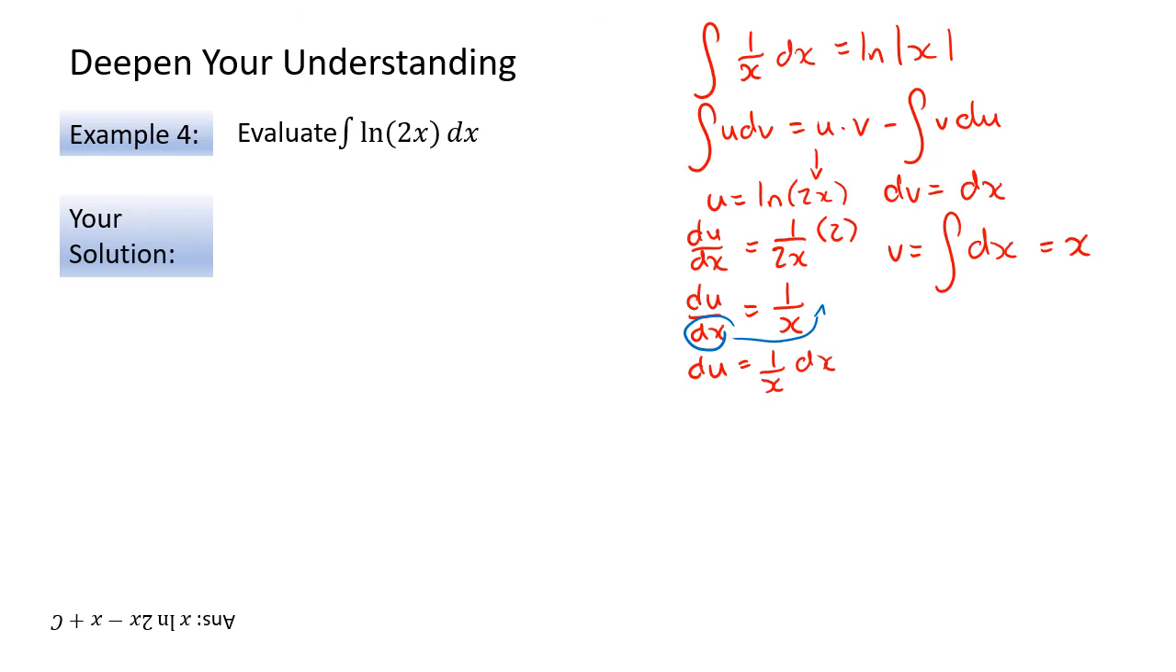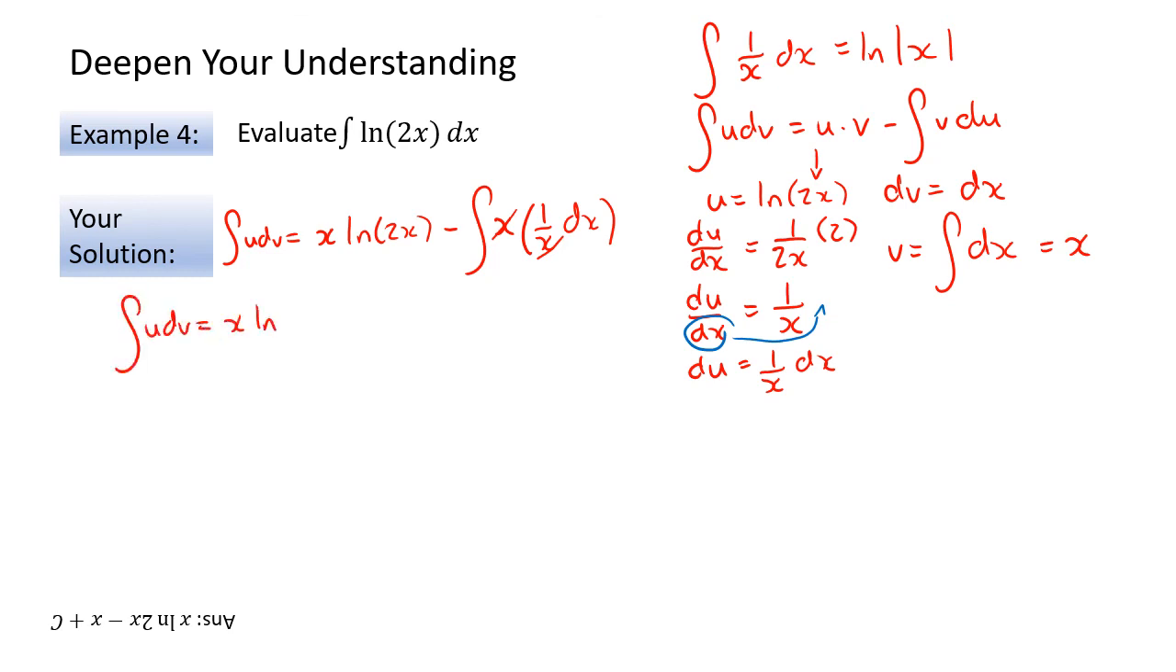Okay, so with all these pieces of the puzzle, we can now substitute them in, and we get the integral of u dv is equal to u times v, which is x times ln 2x, minus the integral of v, which is x, times du, which is 1 over x dx. So you can see here the x's will cancel, and it just becomes 1. So our integral becomes x ln of 2x minus the integral of just dx. Again, one that we've already done here.